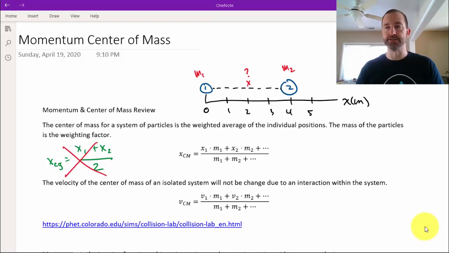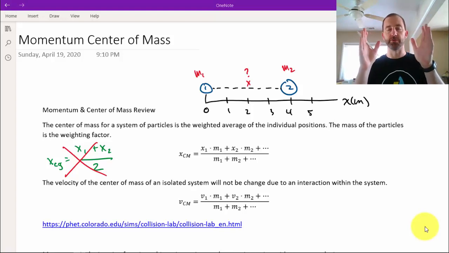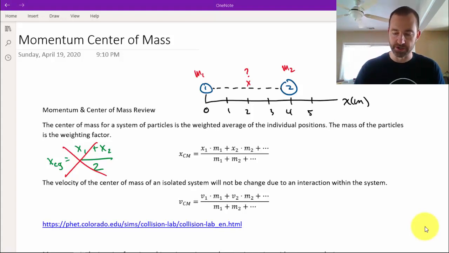Center of mass is a weighted center of geometry. It's saying that if they were equal masses, the point that we would call the center of mass would be halfway between them. But if one of them is bigger than the other, that's going to require us to shift the center of mass. And the question is, where do we shift it?